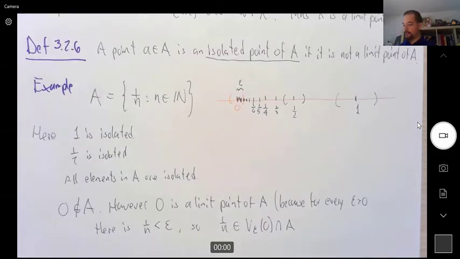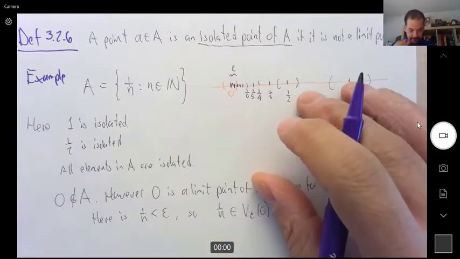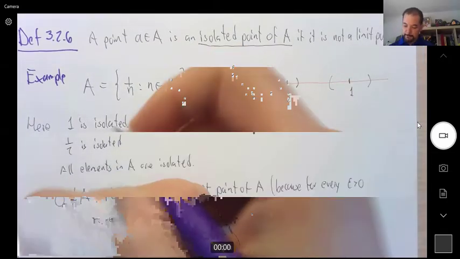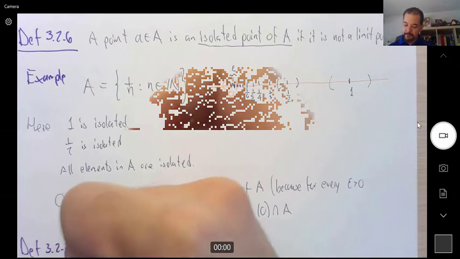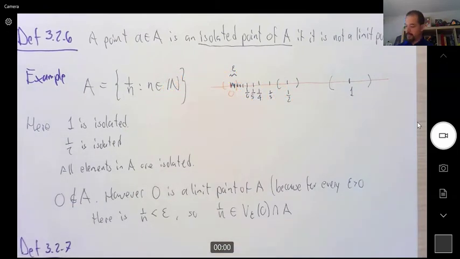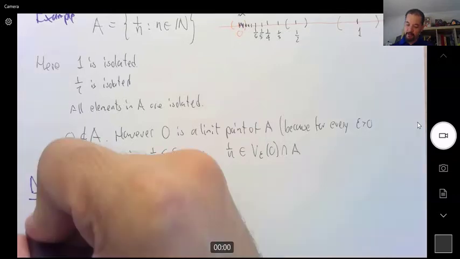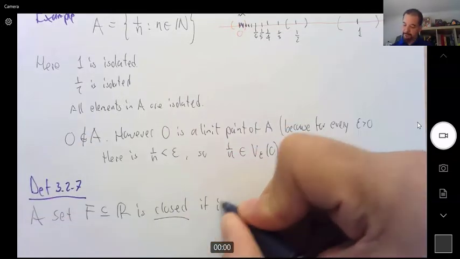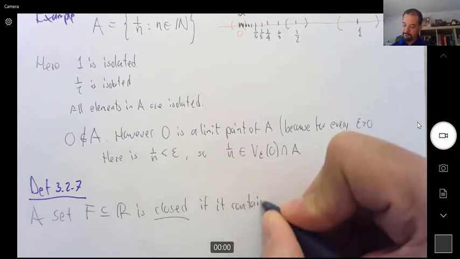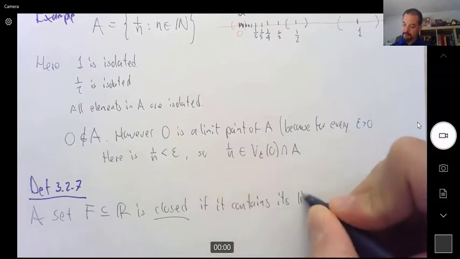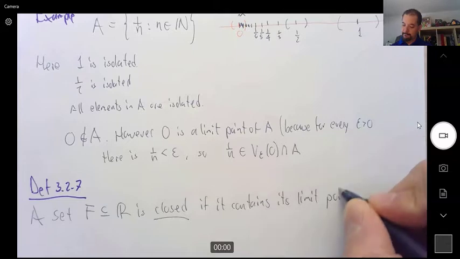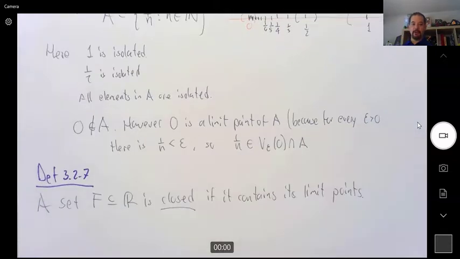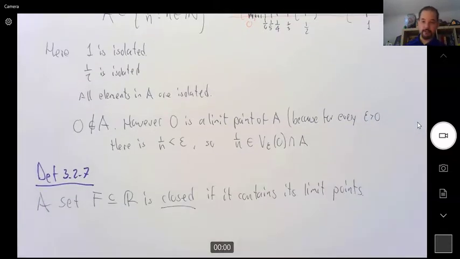Good. Now, finally, the definition of closed. So what is a closed set? So here it is. Definition 3.2.7. A set F, capital F, is closed if it contains its limit points. So if you have a set that contains all its limit points, then it is closed.